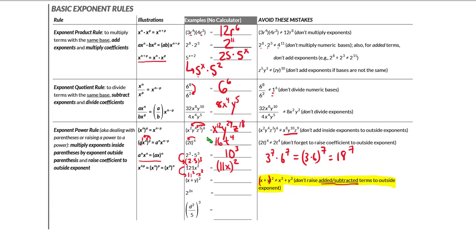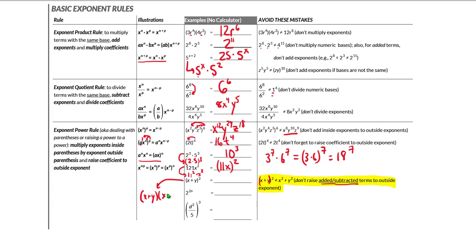You can distribute the exponent to the inner terms when the inner terms are being multiplied, but not when those inner terms are being added or subtracted. So (x plus y) squared is not equal to the first term squared plus the second term squared. What you would have to do here is a process known as FOIL, which all of you should be familiar with. I'm going to write the work down here.